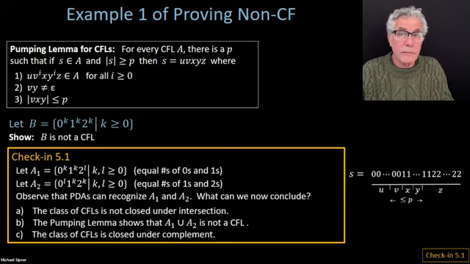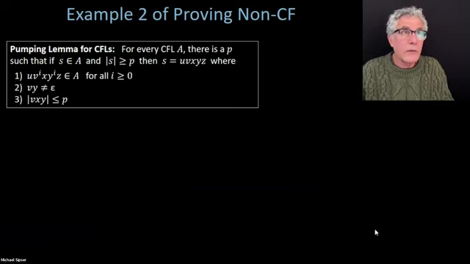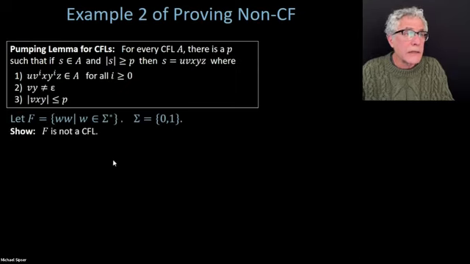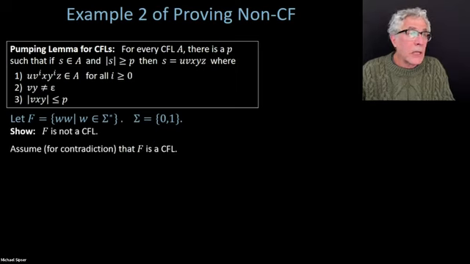Okay, so let us continue. We have one more example, then we'll take a break. So the pumping lemma for context-free languages, here's a second example. Here's the language F. We have actually seen this before: WW, two copies of any string. I'm going to show that's not a context-free language.